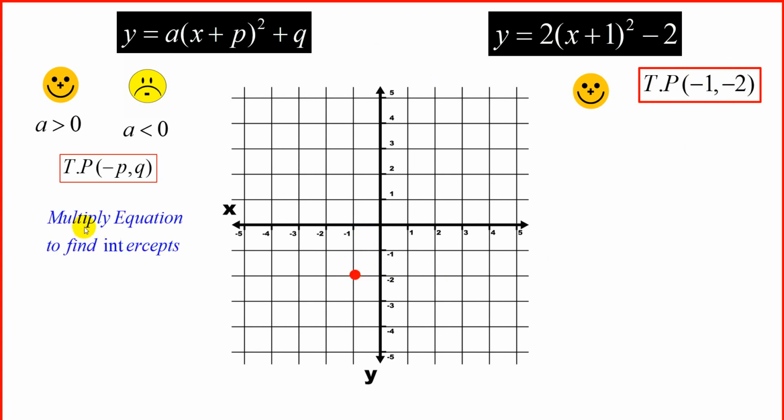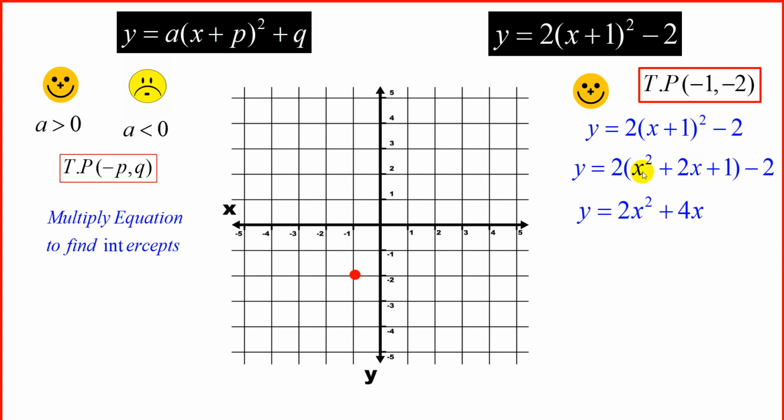The next thing we're going to do is multiply the equation to find the intercepts. Taking our equation, y equal to 2 into x plus 1 all squared minus 2. First thing, we're going to square the binomial. So square the first term, you get x squared. First times second times 2 gives you 2x. Square the last term, you get plus 1. We're now going to multiply the 2 into the bracket, which gives us 2x squared plus 4x plus 2. And we have a negative 2 outside. So we have 2x squared plus 4x, and 2 times 1 is 2, minus the 2 gives you 0.